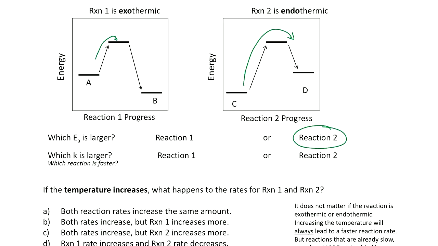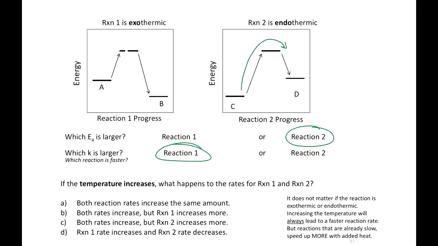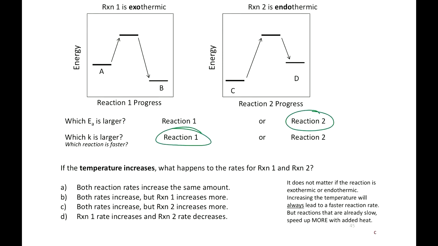Assuming that I made this all proportional. Just assume I made it proportional. All right, so then, therefore, we got that reaction 2 has the larger activation energy. Which reaction has the larger K value? Or which one is faster, reaction 1 or 2? Reaction 1, okay, perfect. All right, so then let's answer this.